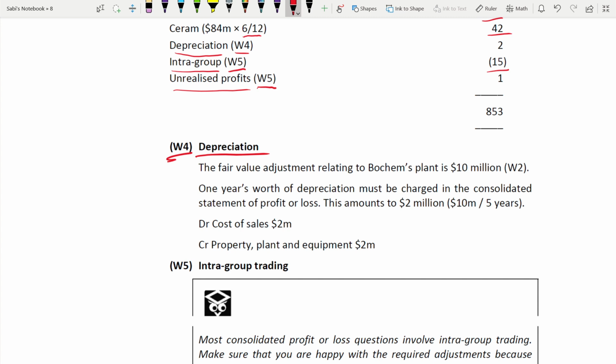Depreciation. So the fair value adjustment relating to Bokum's plant. This is about Bokum, the first subsidiary. Please don't forget the subsidiary. There are 2 subsidiaries. One is Bokum, one is Serum. So remember, for Bokum we had a fair value adjustment of 10, right?